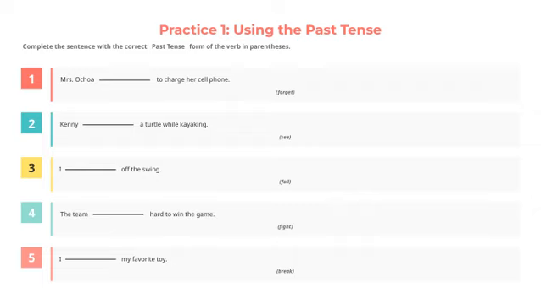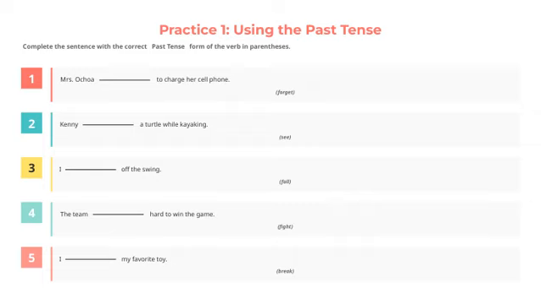Next, we have Kenny and a turtle while kayaking. The verb is see, which becomes saw in the past tense. So the sentence is, Kenny saw a turtle while kayaking. Again, changing see to saw tells us this action happened in the past.